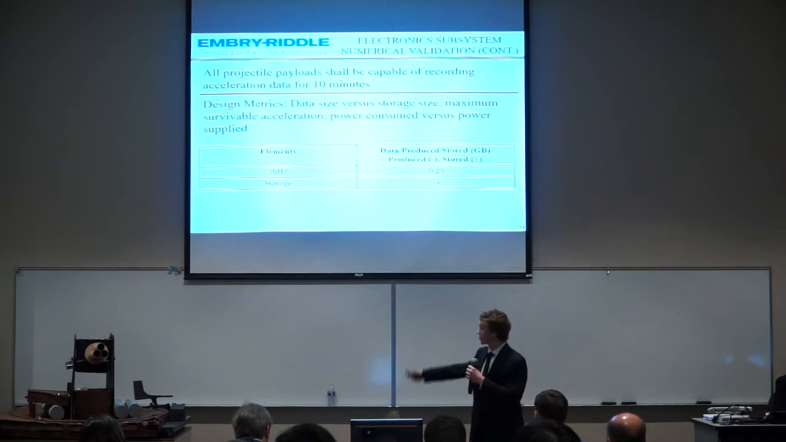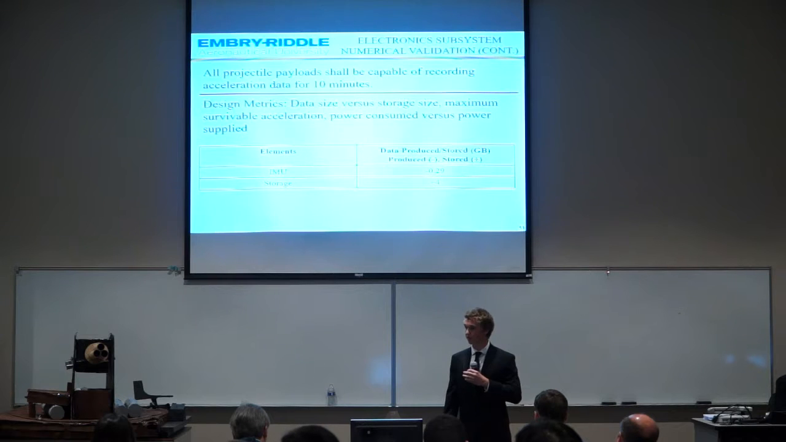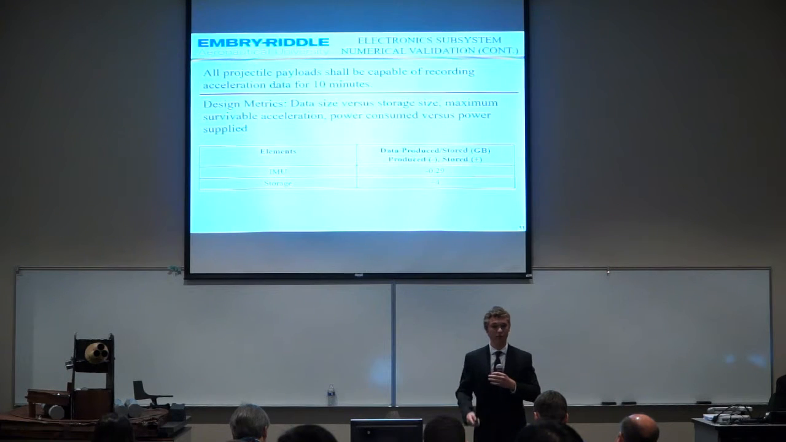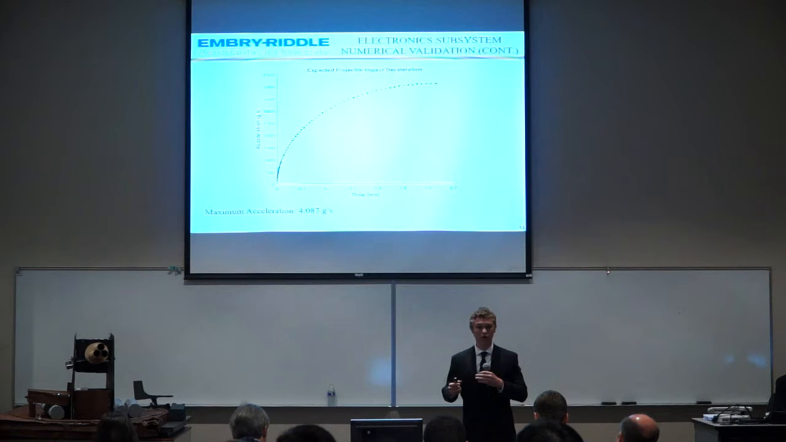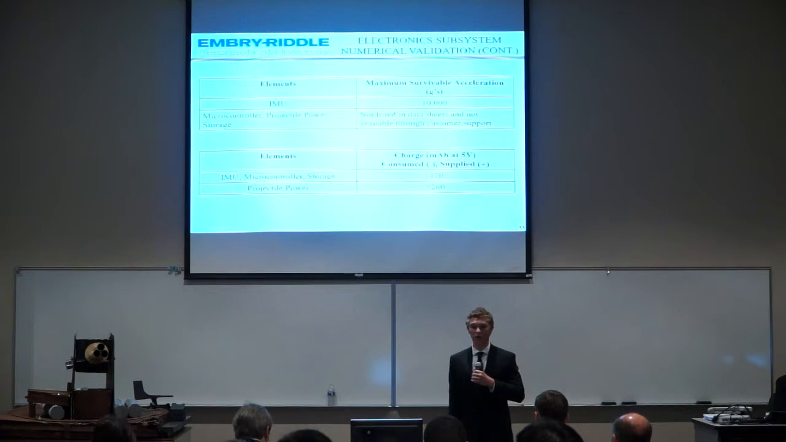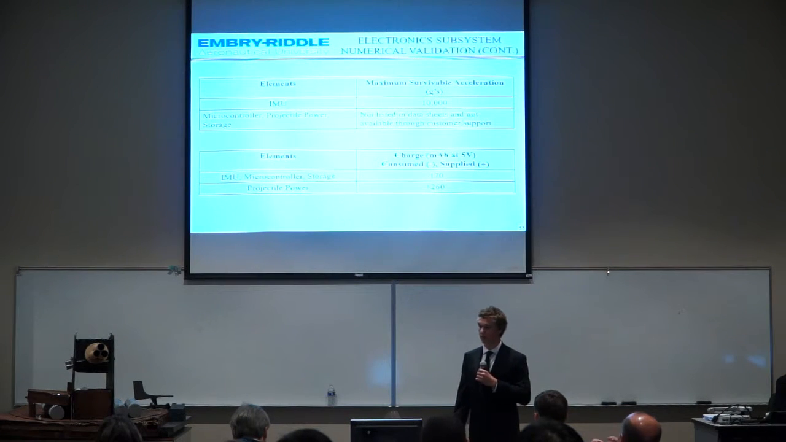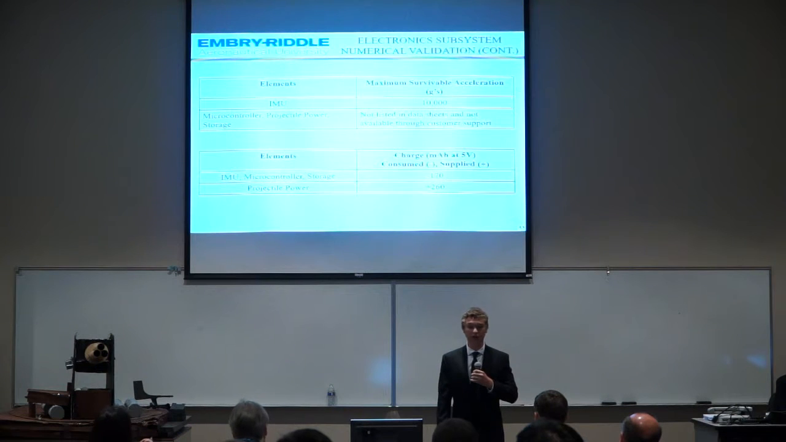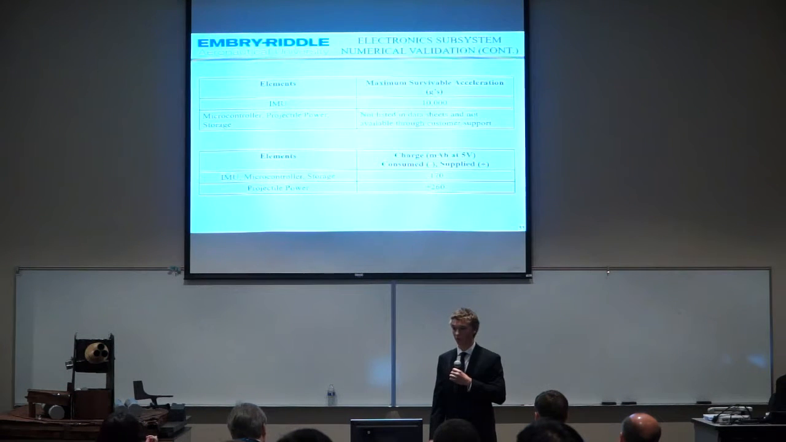The first of these design metrics is shown in this table. The IMU produces 0.29 gigabytes of data throughout those 10 minutes, and we are capable of storing 4 gigabytes. Therefore, we are able to store all the data produced in 10 minutes. From this chart, which is the expected projectile impact deceleration, we can see that the maximum expected deceleration is 4,807 Gs. The IMU is capable of handling 10,000 Gs. However, the remaining components do not have this value listed in the data sheets, and they are also not available through customer service. Therefore, these will have to be experimentally validated.